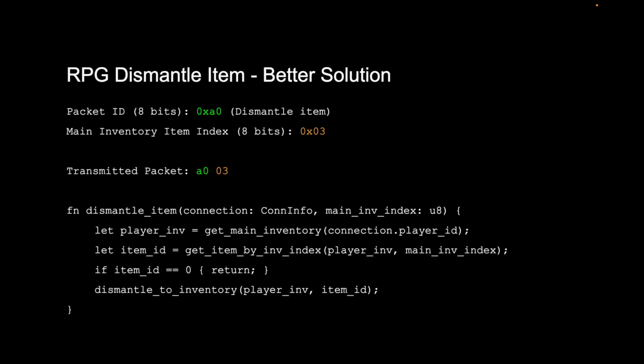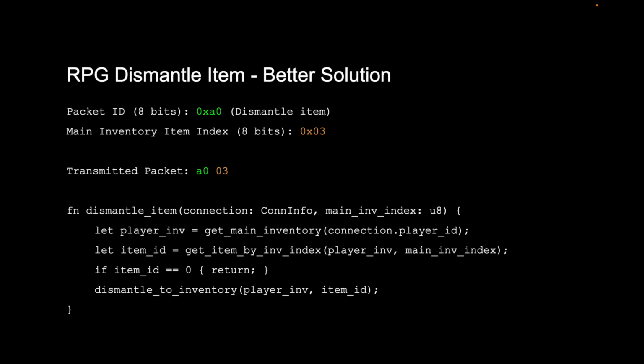So, a cleaner way to do it may be the following. I've changed the dismantle item packet so that instead of including an item ID, it includes an index into your main inventory. What I'm talking about here is it puts all the items in your main inventory in a sequence, numbered like 1, 2, 3, and so on, and we're referring to the third item here as the one we want to dismantle. And that means there is no way to refer to items that are not in your main inventory.